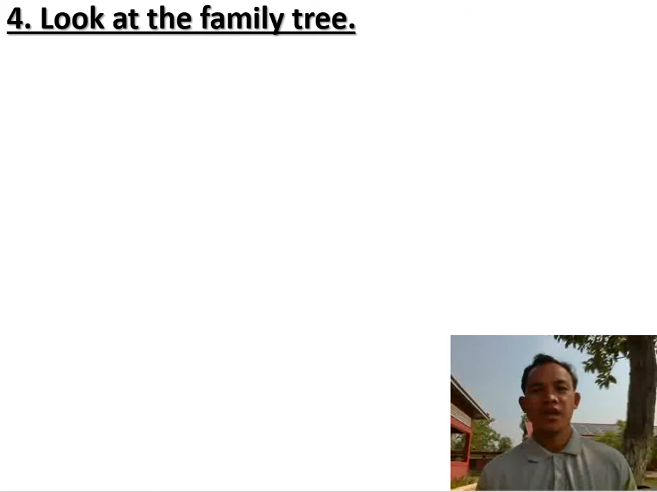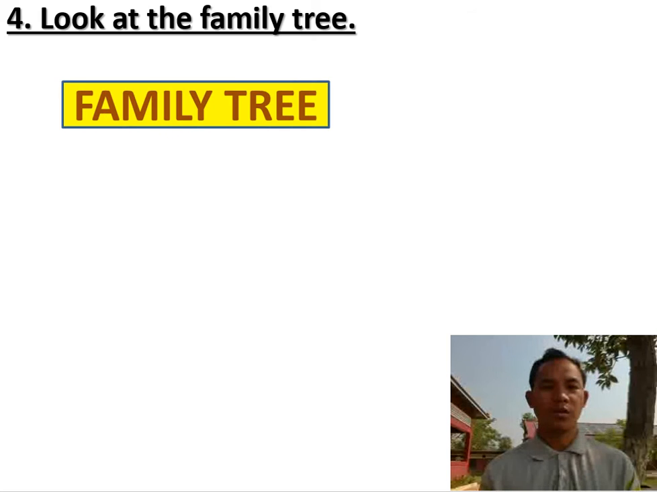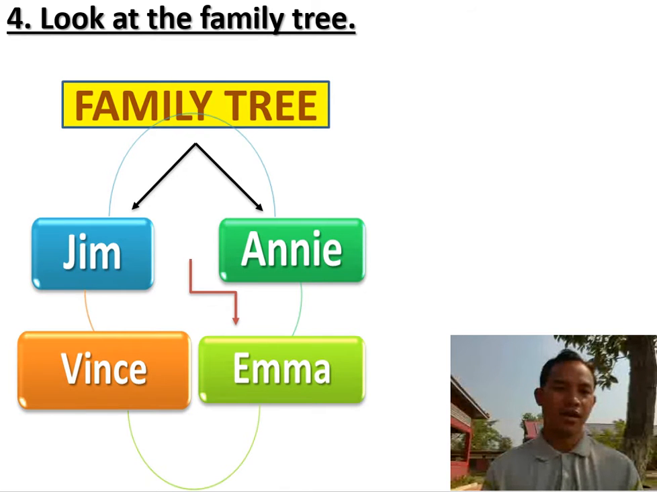Sometimes in family trees we not only have parents and children, we also have grandparents, grandchildren, and so on. That we call a family tree. Let me take a look. In this family tree we just mentioned Annie and Jim, and together they make children, Vin and Emma. So here is the family tree.